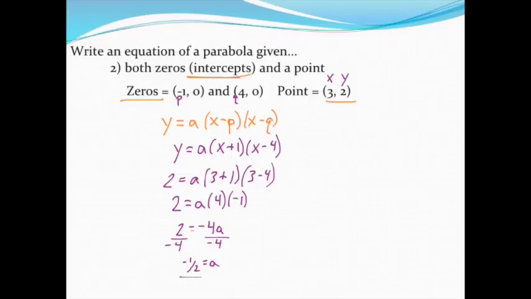So that a value of -1/2 is telling me that the parabola opens downward. It'll have a maximum value since the parabola opens upside down. It's also going to tell me it's going to be a little bit wider, or compressed vertically, from the parent function. So we know our a value, but that's not what they asked for.